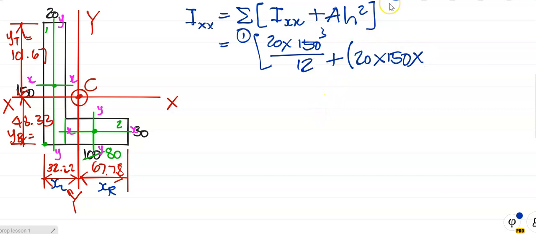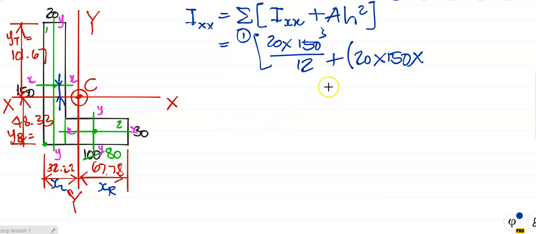Right. People, are you tuning in? This is where students just struggle. H, are you listening to me carefully? h is the distance from the centroid of the element to the centroid of the whole cross section. It is this distance over here.